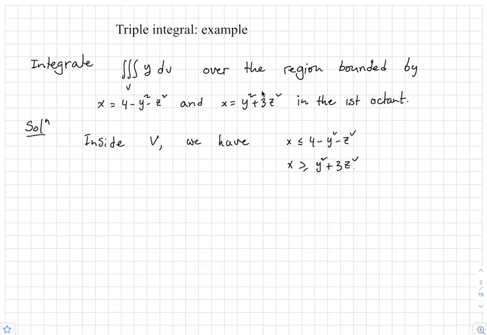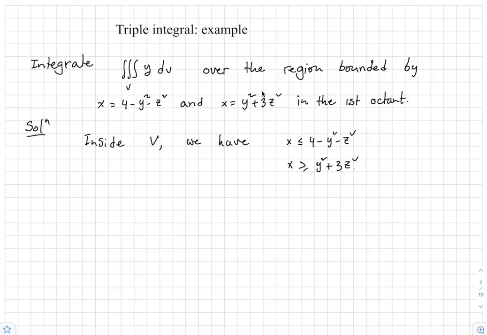The second surface, x equals y square plus 3z square, is also a paraboloid, but it is an elliptic paraboloid because y square plus 3z square is not a circular cross section, and it is opening to the right. So x should be greater than or equal to this expression, and the other surface is opening to the left, so x is less than or equal to 4 minus y square minus z square.